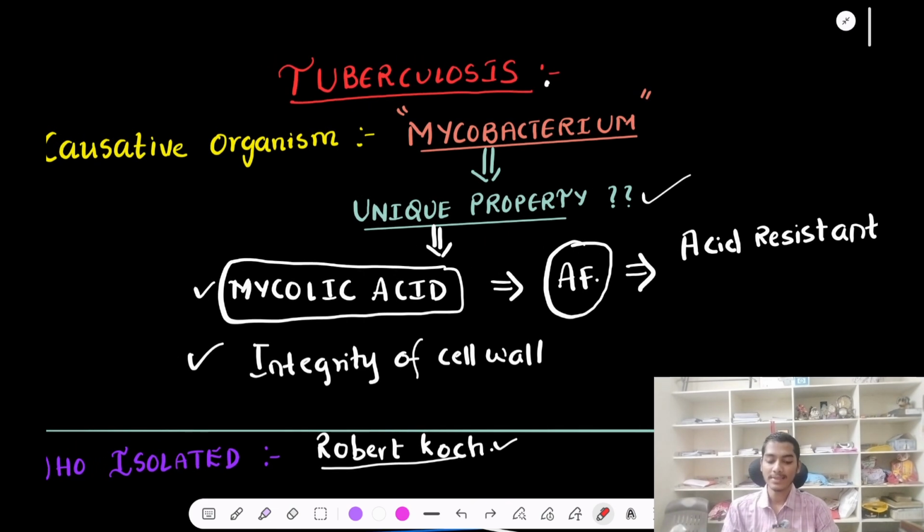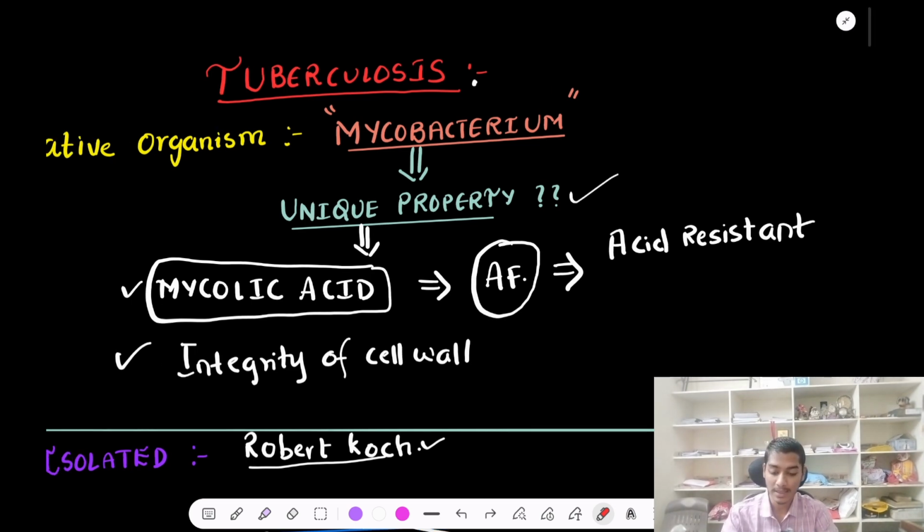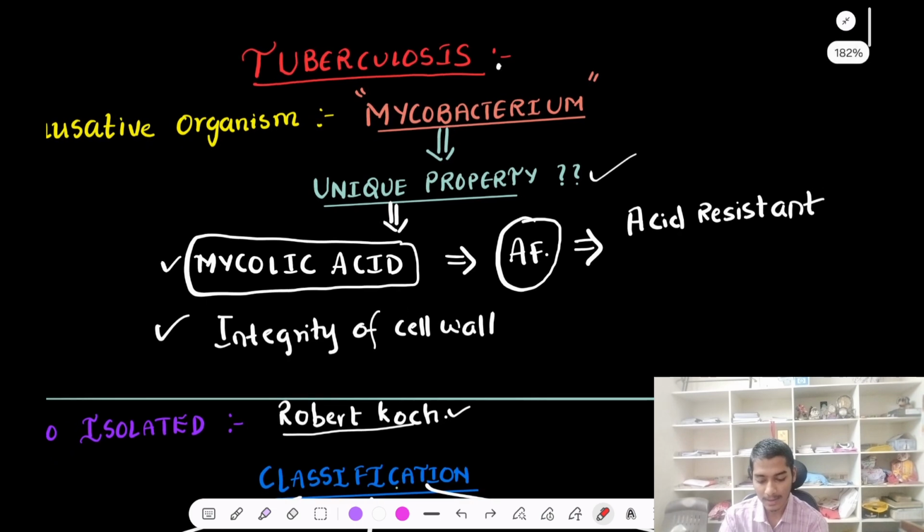So what is this acid fastness per se? As mentioned here, it's acid resistant. Normally we use acid to kill bacilli or any bacteria, but there are certain bacteria, like mycobacterium, which are acid fast, that is, resistant to acid. Then the integrity of the cell wall, these two are responsible for the acid fastness of the mycobacterium.